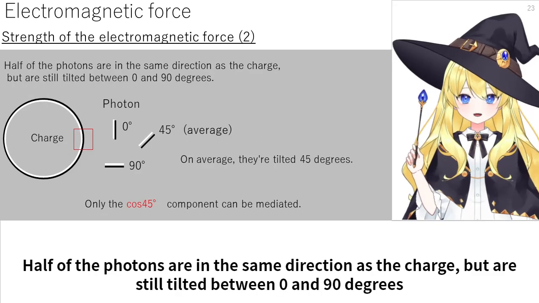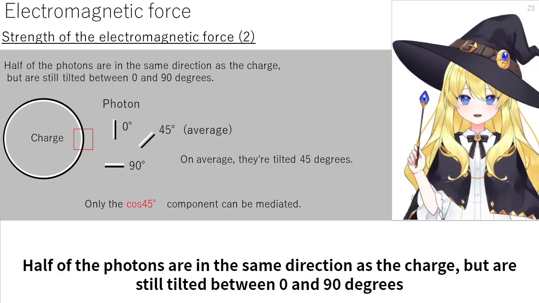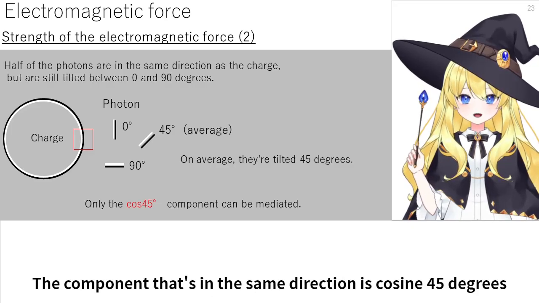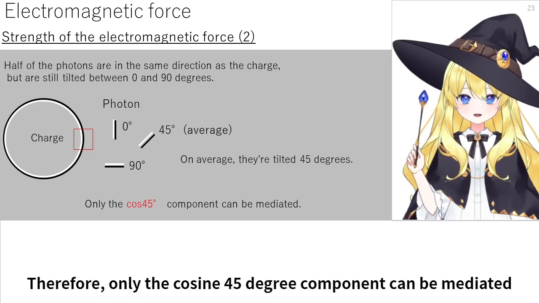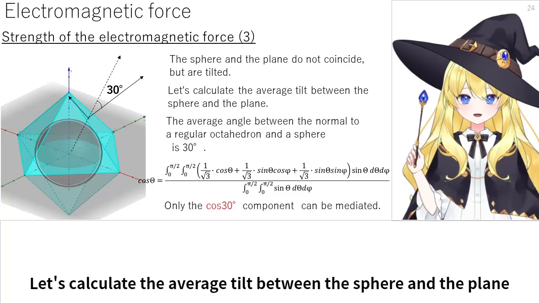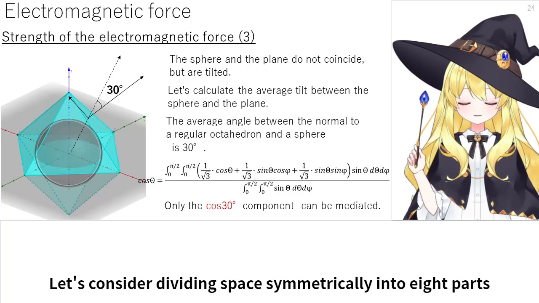Half of the photons are in the same direction as the charge, but are still tilted between 0 and 90 degrees. On average, they're tilted 45 degrees. The component that's in the same direction is cosine 45 degrees. Therefore, only the cosine 45-degree component can be mediated. Furthermore, the sphere and the plane do not coincide, but are tilted. Let's calculate the average tilt between the sphere and the plane. Let's consider dividing space symmetrically into 8 parts.